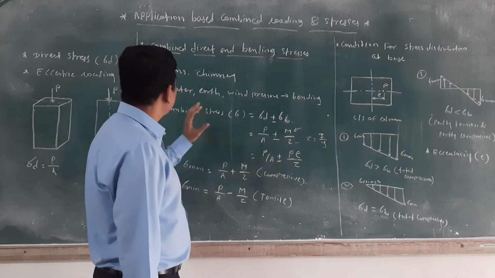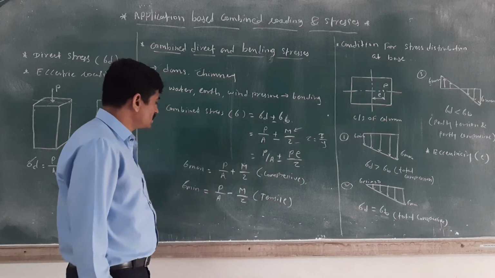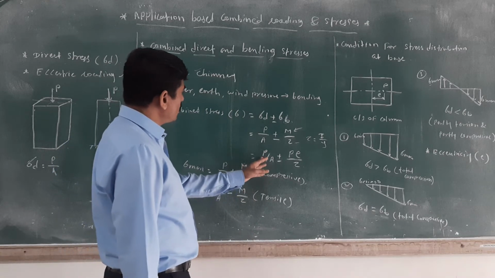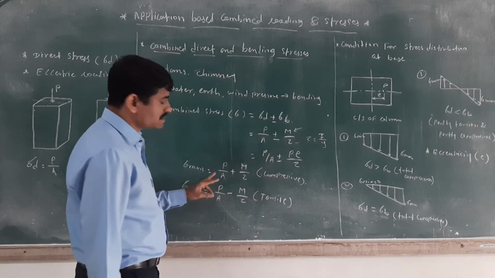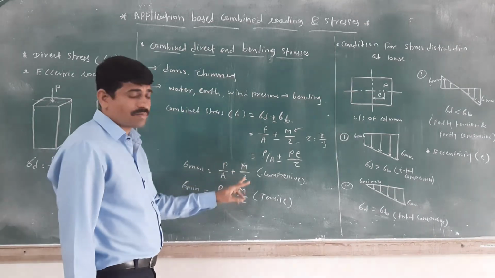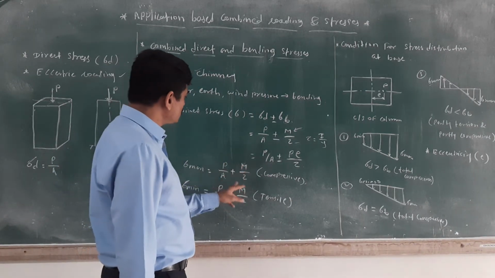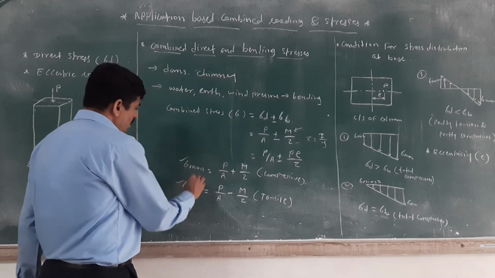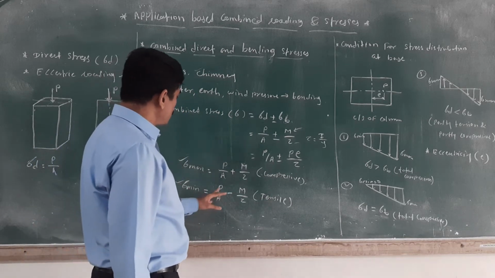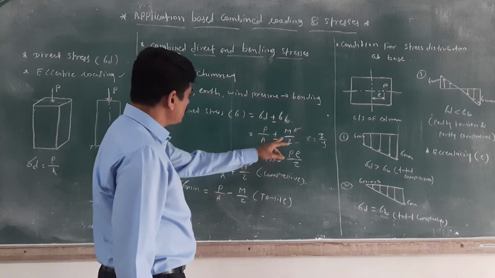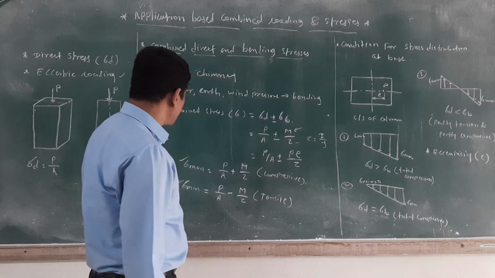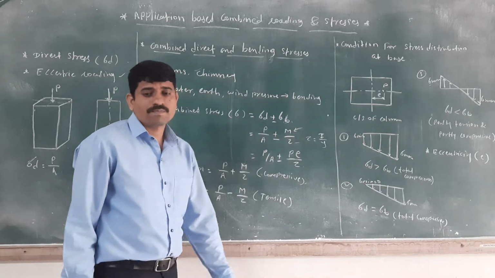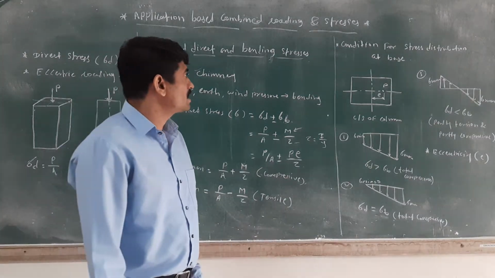This is the combined direct and bending stresses. Then how to calculate the maximum stress? Sigma max is equal to P by A plus M by Z. The nature of this stress is compressive, the maximum stress. And what is the minimum stress? Sigma min is P by A minus M by Z. The nature of the stress is tensile.